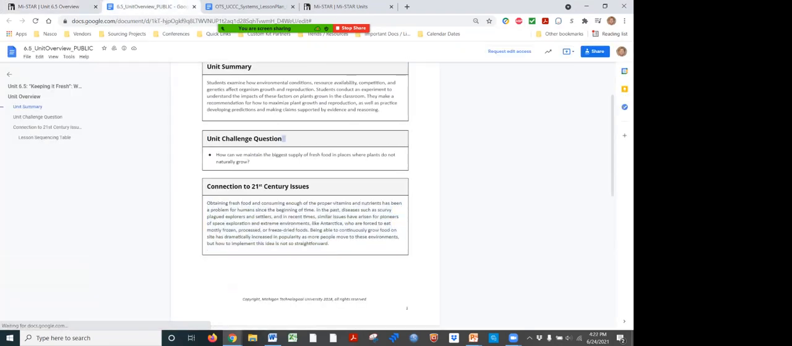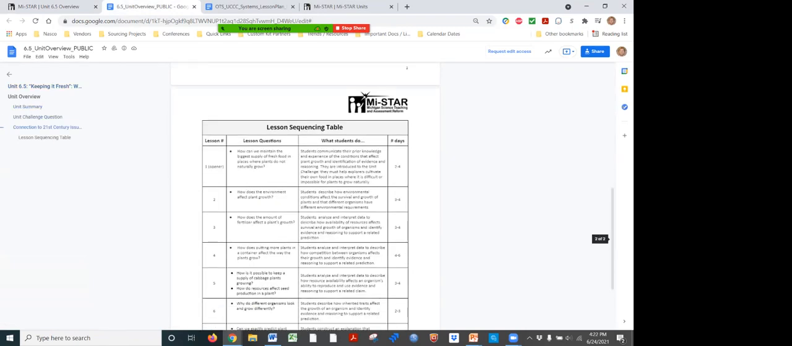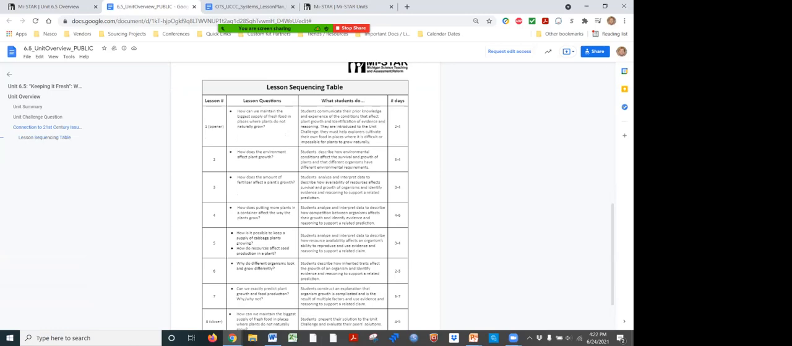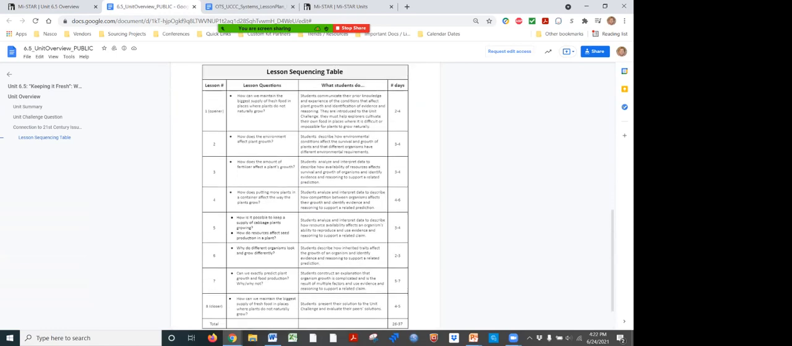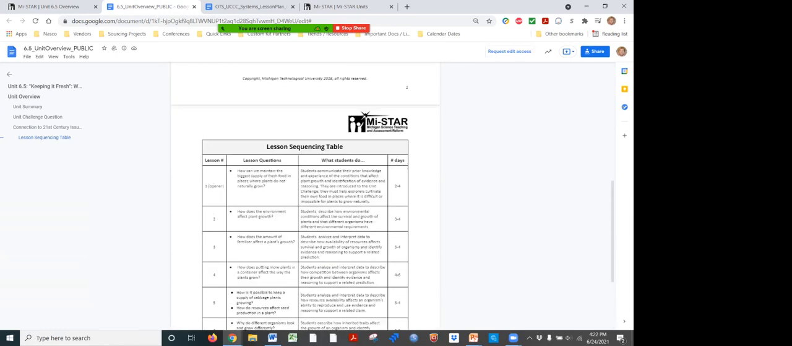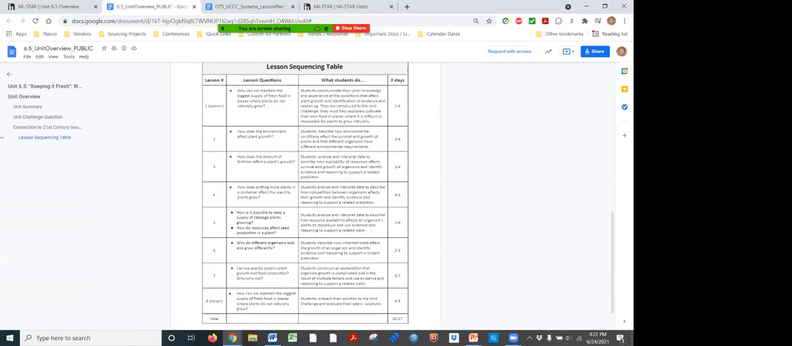Here's that overview. Again, having that summary, that challenge question, the related problems, then the lesson sequencing. Days 2 to 4, these are the types of things you're going to be doing. Days 3 to 4, we're going to also include these. Days 4 to 6, we're going to potentially include these. It's more or less like a pacing guide to help you use these units.